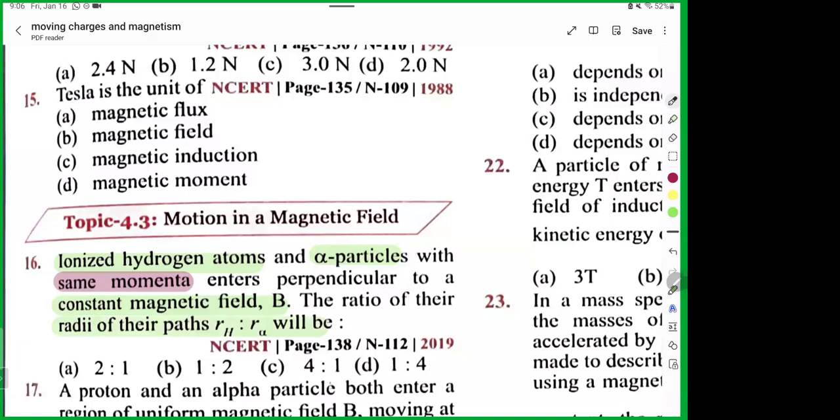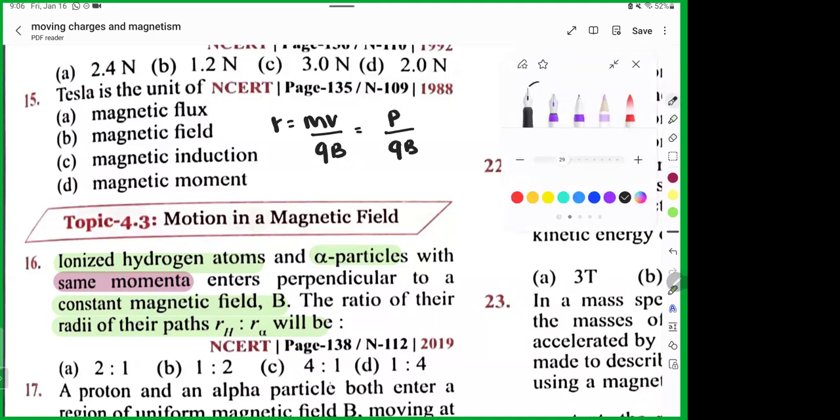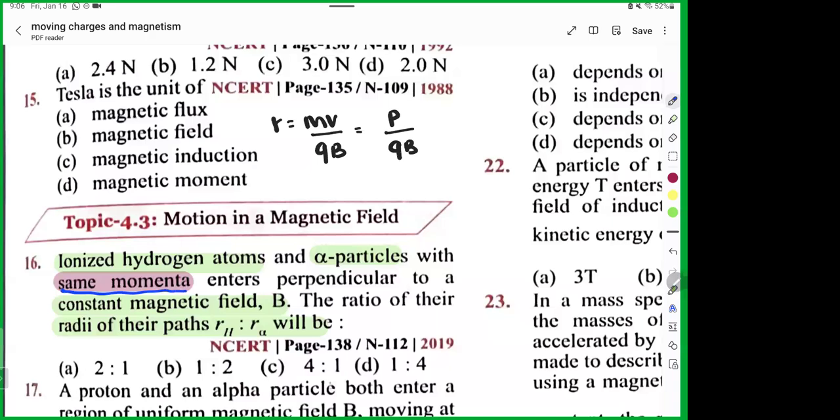So what makes sense is that you know R is equal to mv by qB. That is, R is equal to momentum by qB. Your linear momentum is constant. Your magnetic field is also constant. What does it depend upon? Your radius will depend only inversely upon the charge. Your 90% question is done.